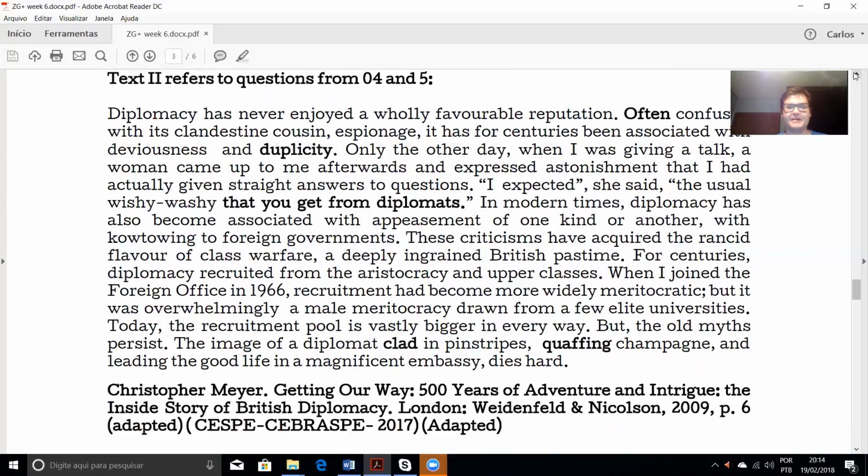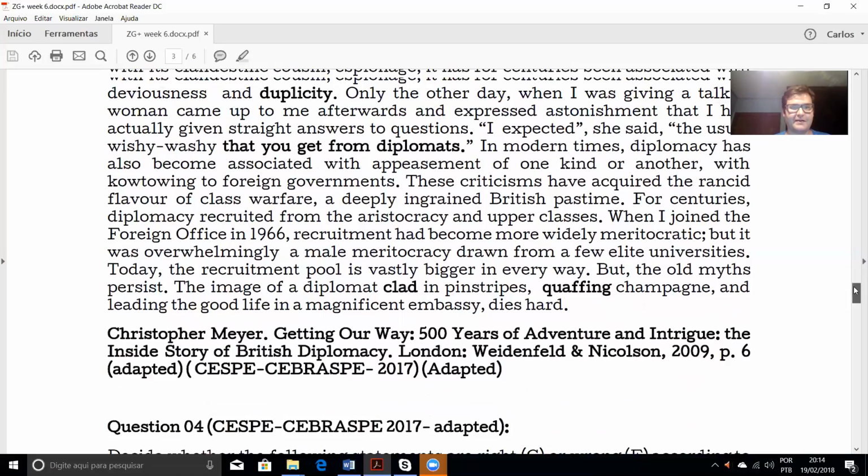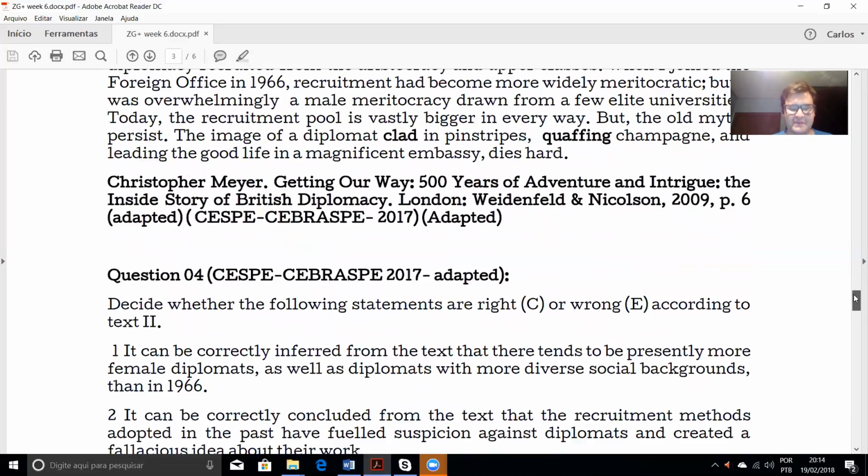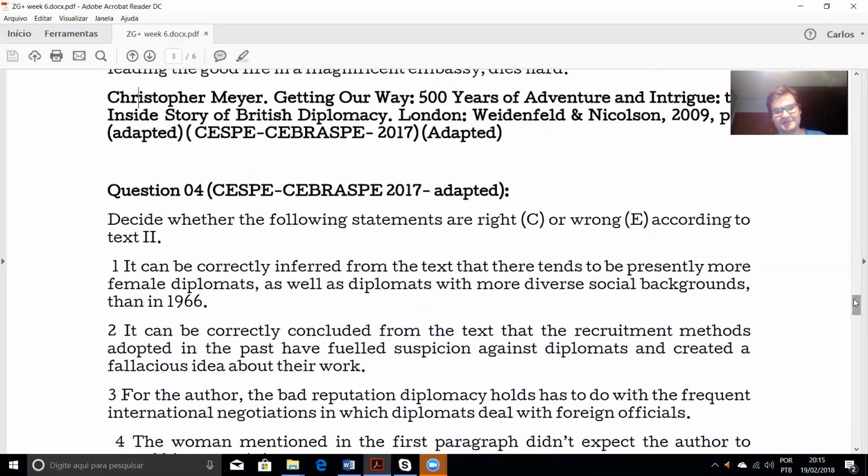Okay, so it's and also the problems of being a very male focused career, and something very still is not getting still with the times. It takes a long time for diplomacy to change, to get it to the modern times. All right, so it's a very fun text to read as well. Okay, so moving on here to question number 4. Decide whether the following statements are right or wrong according to the text. Again, a generic header, as they often like to do.